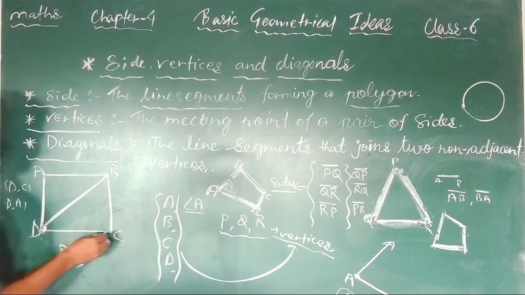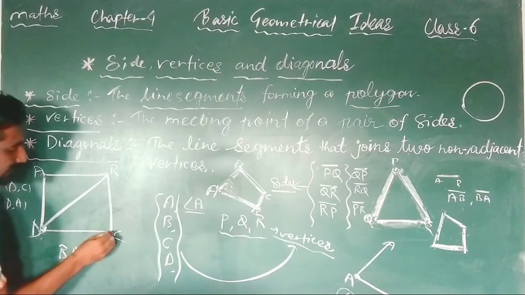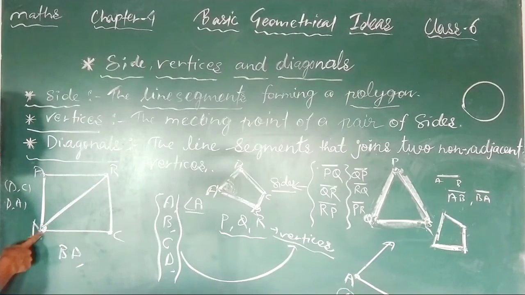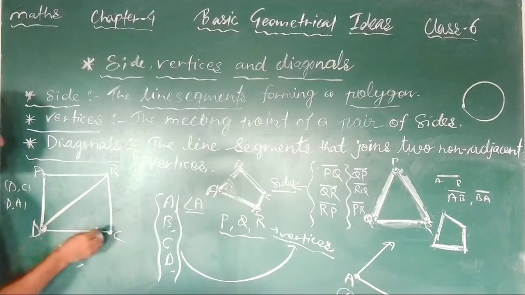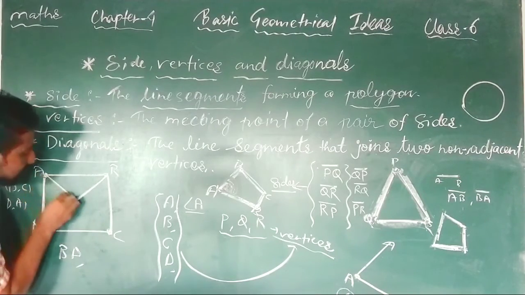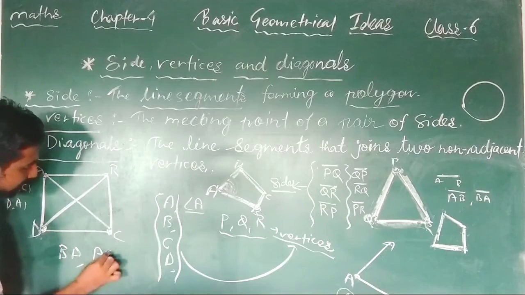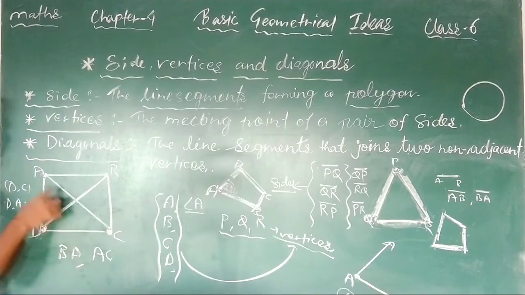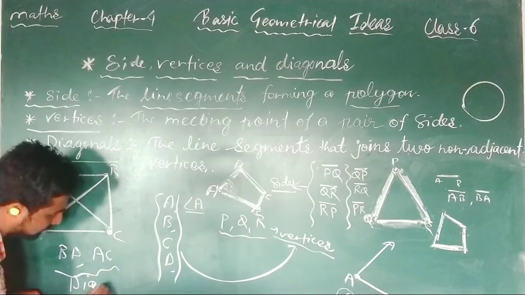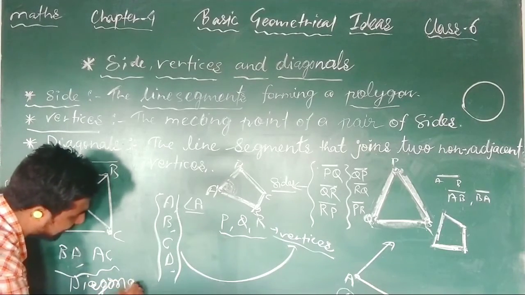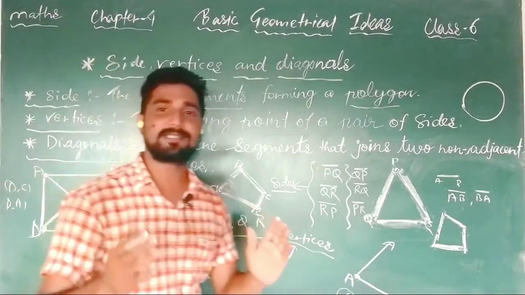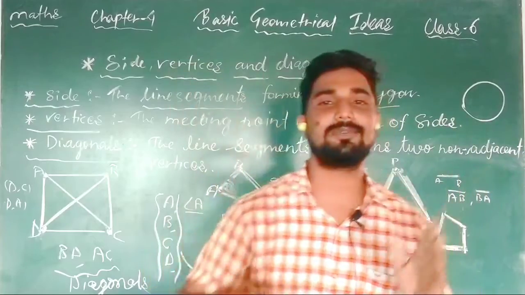One more thing, sir, for this C point, this B will be adjacent, or this D will also be adjacent. So these two will not be taken. For C, this A vertex will be non-adjacent. So this AC line segment that joins points A and C will be called a diagonal. So these two are diagonals here. In any picture, if a line segment joins two non-adjacent vertices, that will be called a diagonal.